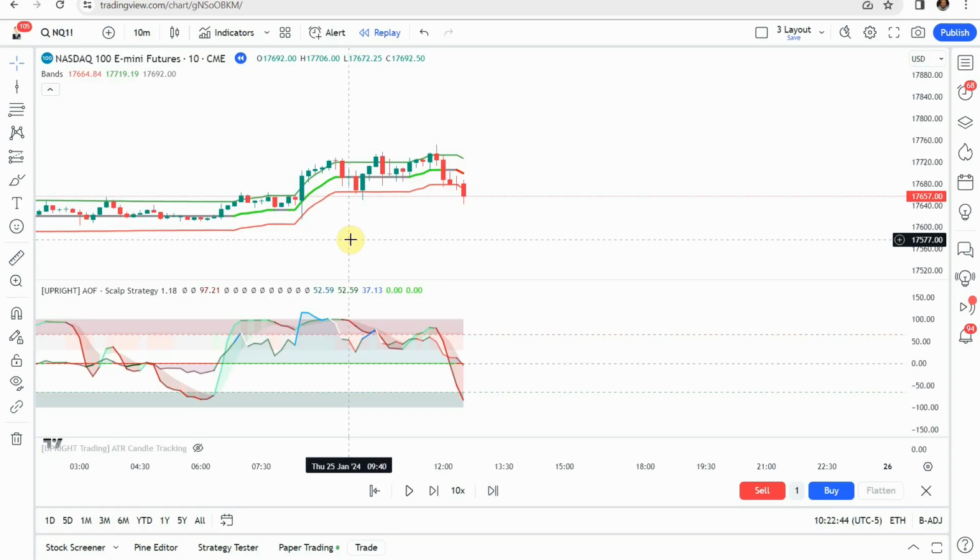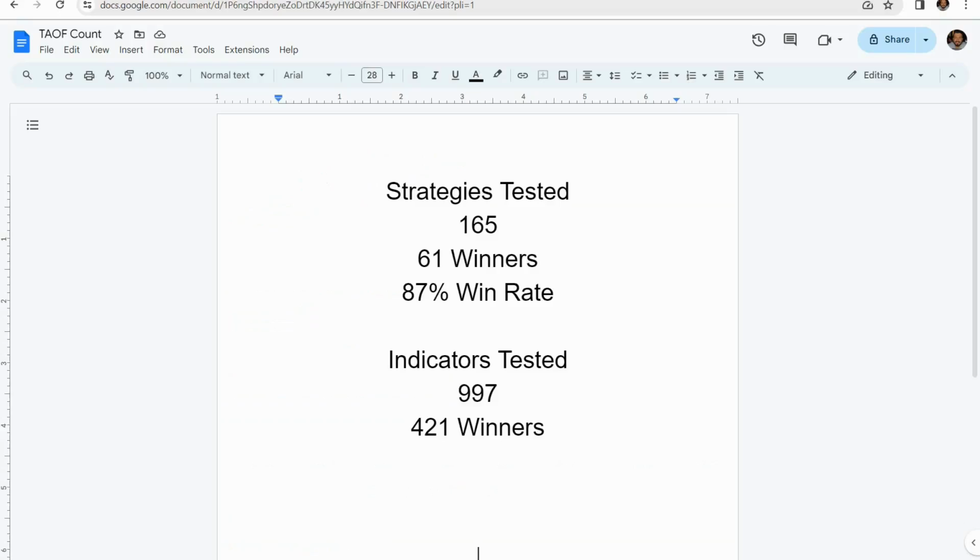Alright, as I said, today we will be testing a 10-minute scalping strategy. Before we do though, I wanted to put the testing scoreboard up for everyone to see. So to date, we have tested a total of 165 different strategies, with 61 of them being winners. The best one so far was able to achieve an 87% win rate. That is achieved using the Academy of Forex indicator. We've also tested a total of 997 indicators, with 421 of them being winners.